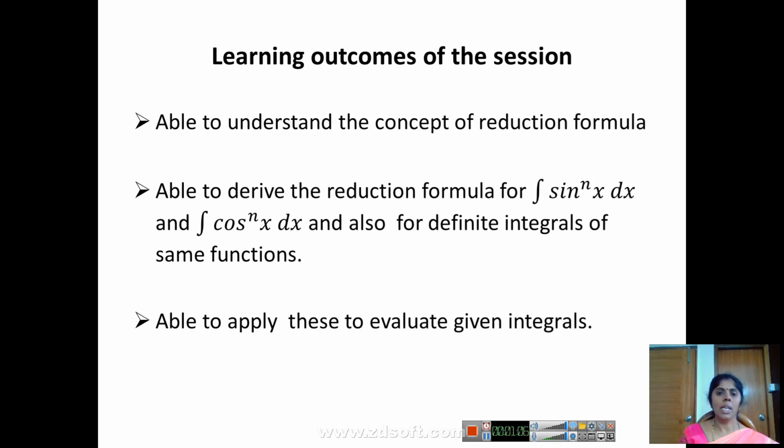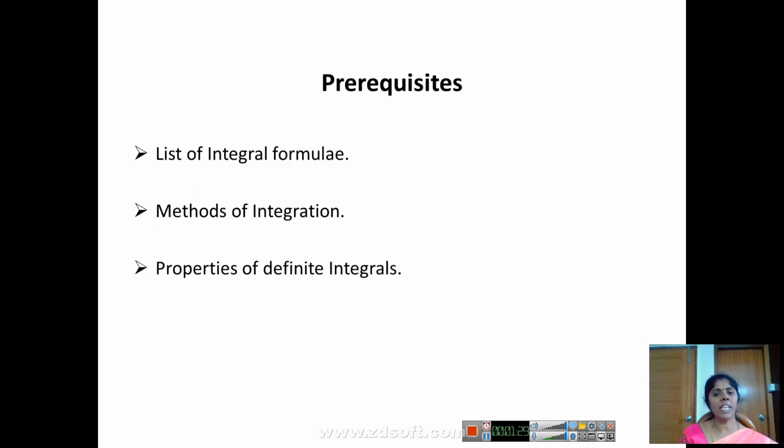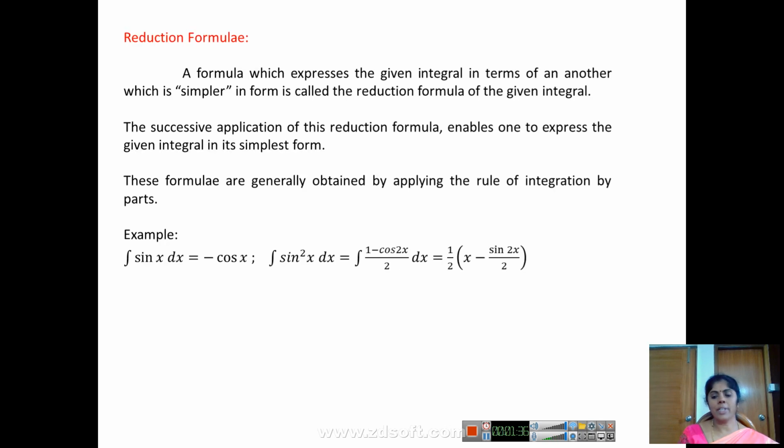The learning outcomes are to be able to understand the concept of reduction formula, to be able to derive the reduction formula for integral sine to the power n of x dx and integral cos to the power n of x dx, and also for definite integrals of the same functions. Able to apply these to evaluate given integrals. Prerequisites: list of integral formulae, methods of integration, properties of definite integrals.